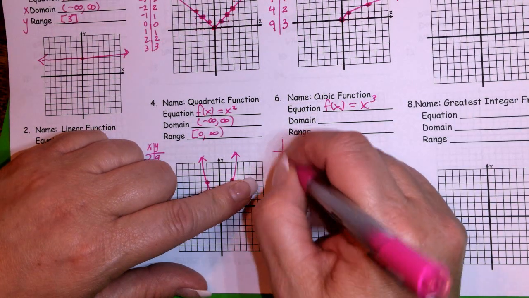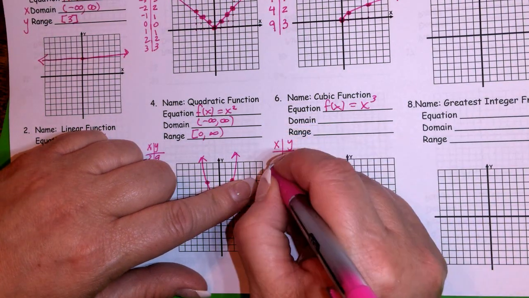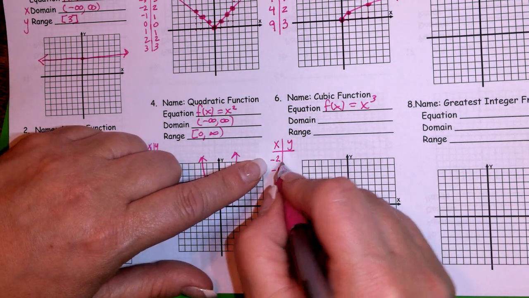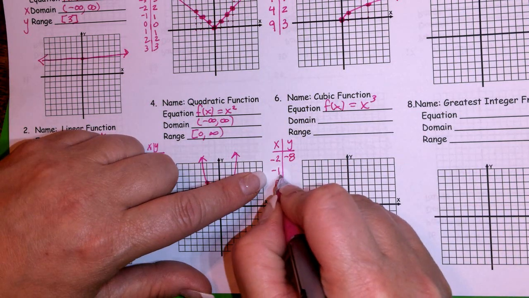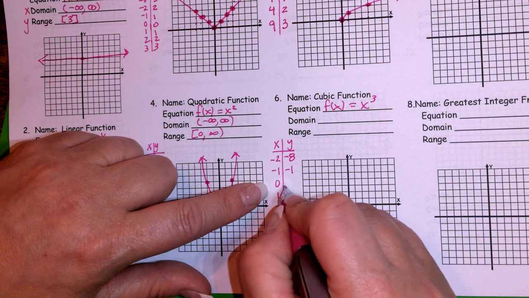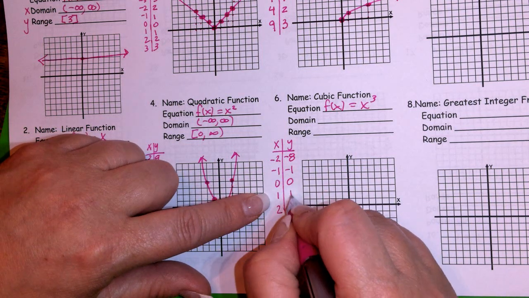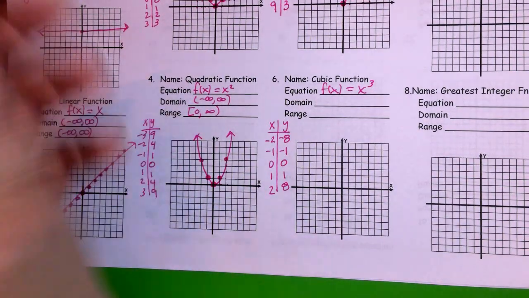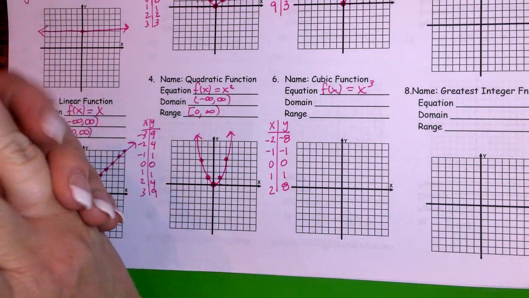So if I want to do a parent function table here, -2, -1, 0, 1, 2. Negative 2 cubed is -8. Negative 1 cubed, -1. 0 cubed, 0. 1 cubed, 1. 2 cubed, 8. So again, all these are starting at the origin because they're parent functions.